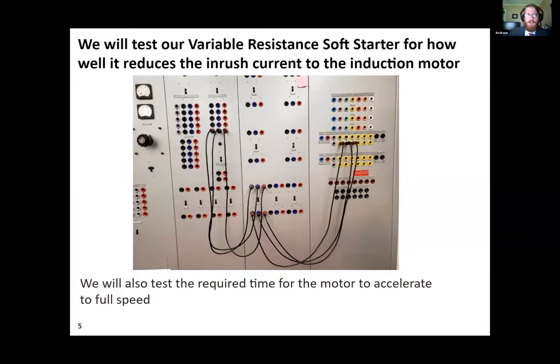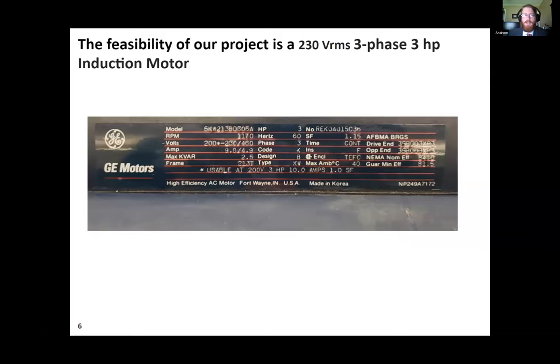On the next slide here, we can see the faceplate for the specific motor that we developed this for. We are only capable of functioning properly on a 230 volt RMS three-phase, three horsepower induction motor. Given that that was at the university's power lab, it made it a little difficult to get all the testing data that we wanted. We managed to get a small amount, although we will give a small demonstration later with a smaller single-phase motor to show it live in action.